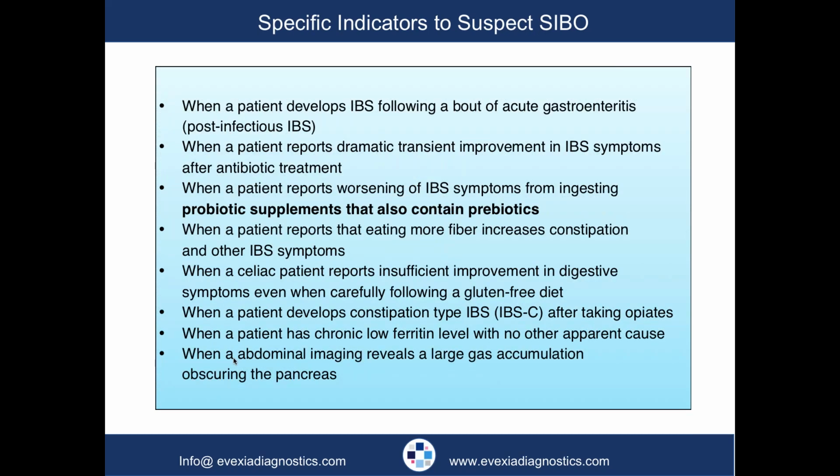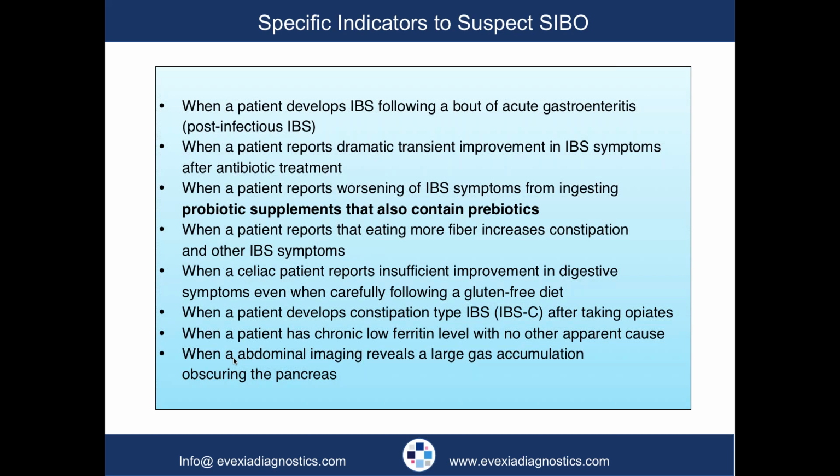Now, this is a list of specific indicators for SIBO. In other words, if these are positive on your patient history, it's a high probability you need to check for SIBO and do this test, and probably pair it with a stool analysis as well, which I think is kind of the best combination, but I'll get into that a little later in this slide presentation. So let's go slowly over the bullets.